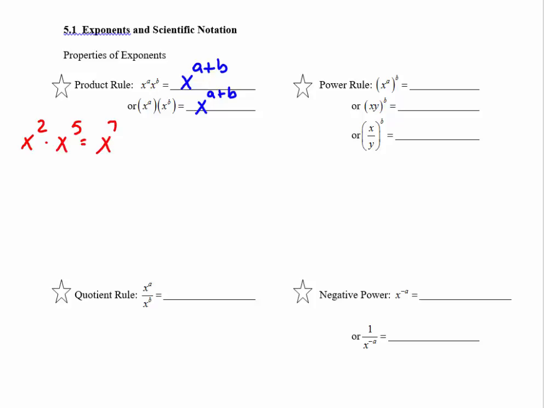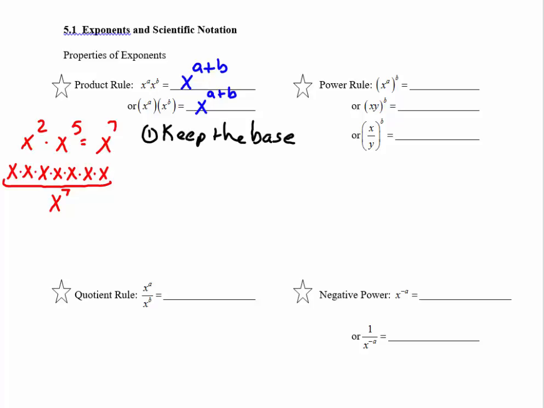But let's make sure we understand why. X squared written out would be x times x. And x to the fifth written out would be x times x times x times x times x, right? So now when we look at that, we see we have 7 x's, so that would be x to the seventh. So when we're multiplying, we add our powers. Make sure you keep the base. So steps: first step, keep the base. And then the second step, add powers.